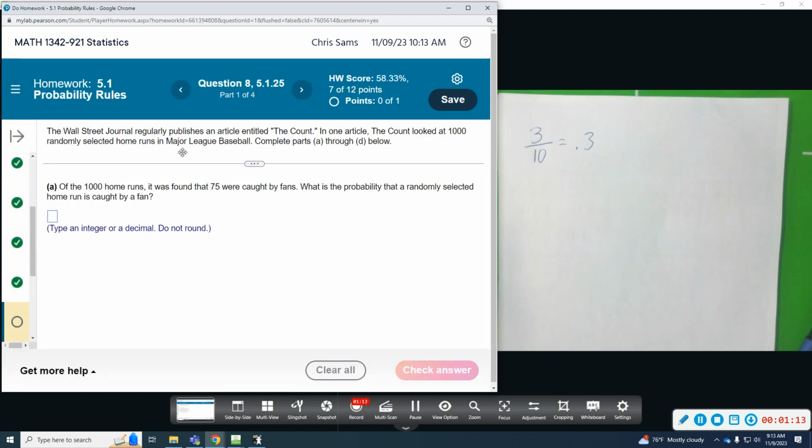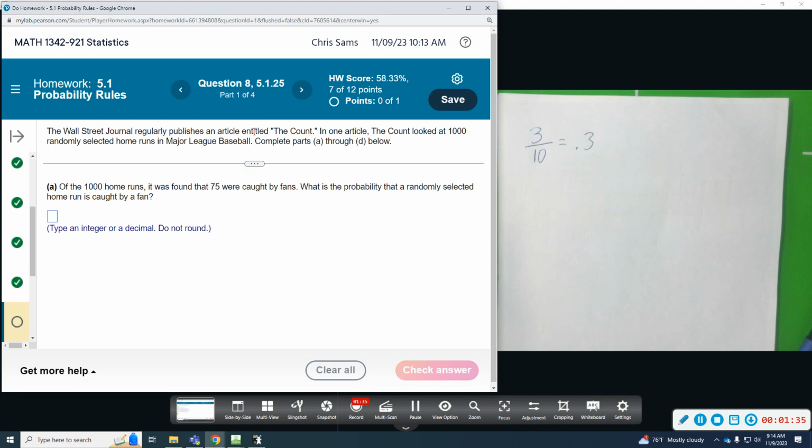Number 8, we have 4 parts. Says we're going to complete parts A through D. So Wall Street Journal publishes an article entitled "The Count." In one article, the count looked at 1,000 randomly selected home runs in Major League Baseball. So of 1,000 home runs, it was found 75 were caught by fans. What is the probability a randomly selected home run is caught by fans?